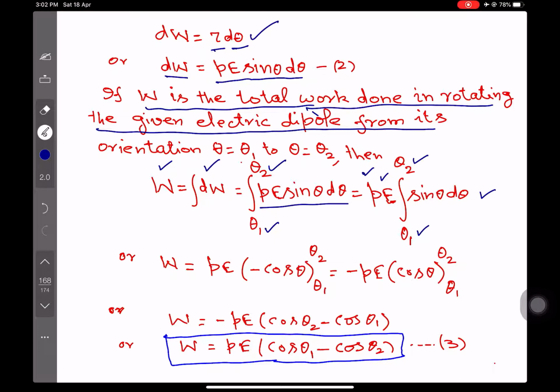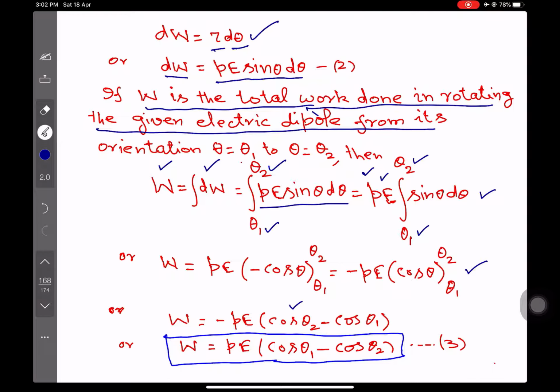Now you know that integral sine theta d theta is minus cos theta between the limits theta 1 to theta 2. Now this is further equal to minus PE, ये मैं नेगेटिव साइन बाहर ले आया, minus PE और ब्रैकेट्स में बचा cos theta between the limits theta 1 to theta 2. Or you can say, let us put the limits of theta, W equal to minus PE as it is, upper limit of theta is theta 2, so therefore we have cos theta 2.